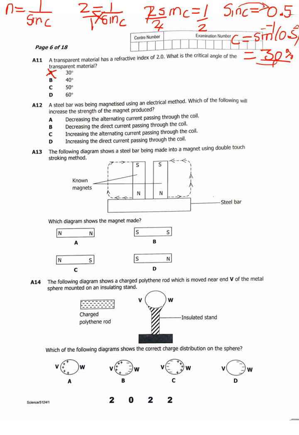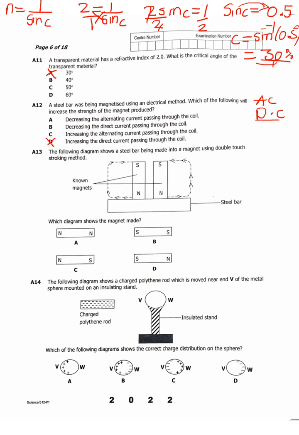No. Then let's look at C. Increasing the alternating current, AC. AC is not used when magnetizing. AC can be used if you are trying to demagnetize, to make a magnet lose its strength. Now if you want to magnetize an iron bar, we can use a DC, a direct current, so increasing the direct current passing through the coil. So the answer here is D.